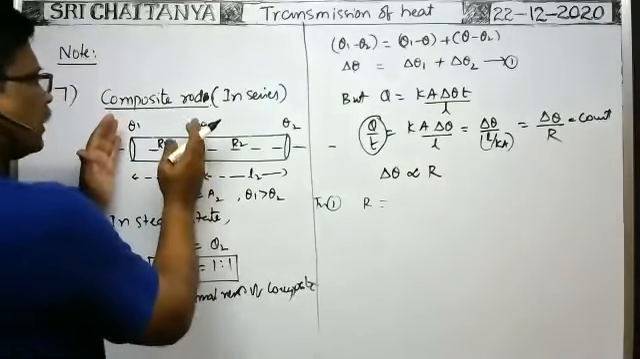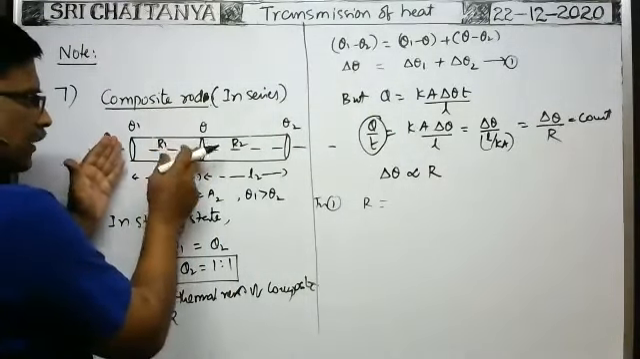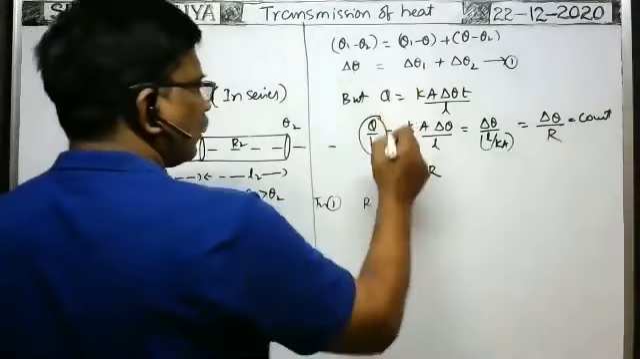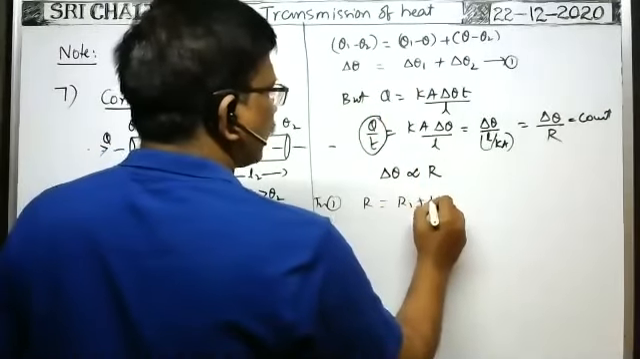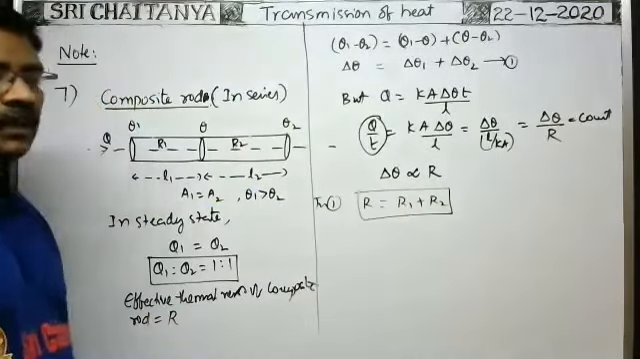Delta theta 1 is the temperature difference across the first rod. Suppose the thermal resistance of the first rod is R1, then delta theta 1 is directly proportional to R1. Similarly, delta theta 2 is directly proportional to R2. So this is the formula for effective thermal resistance.